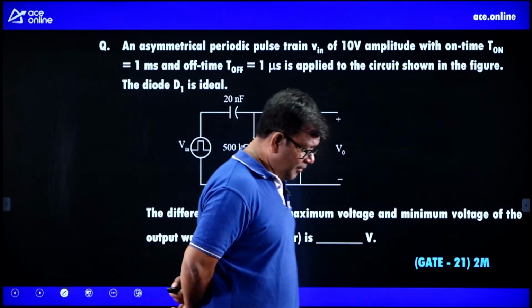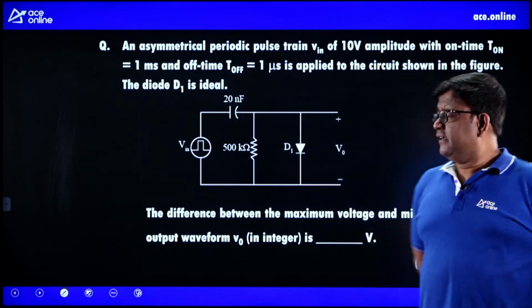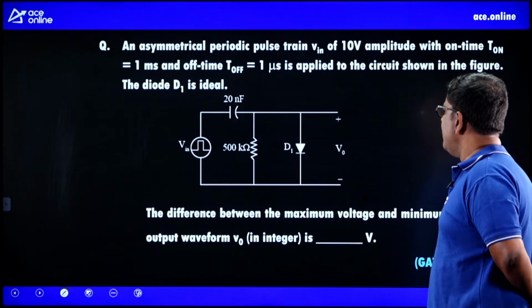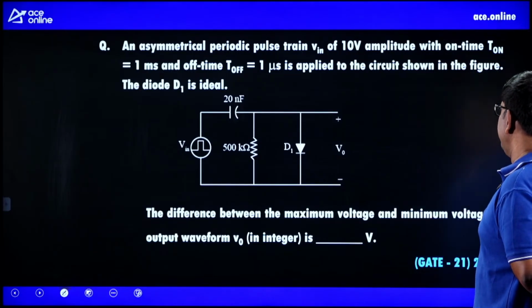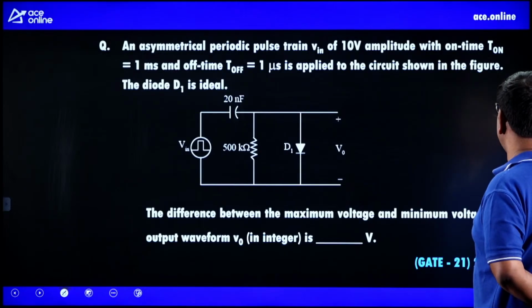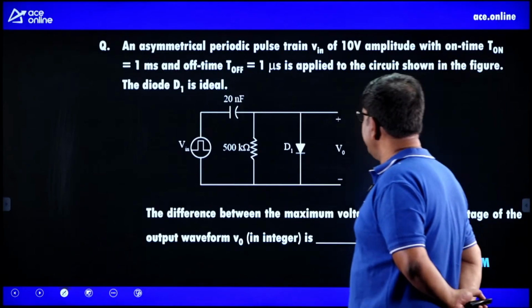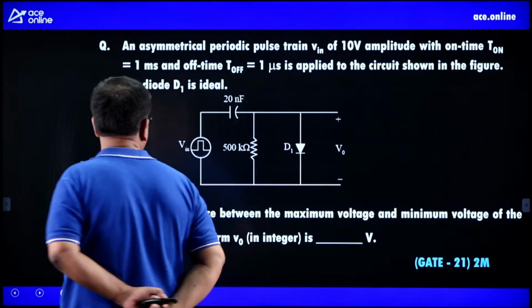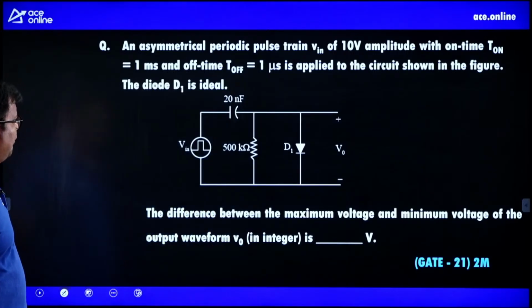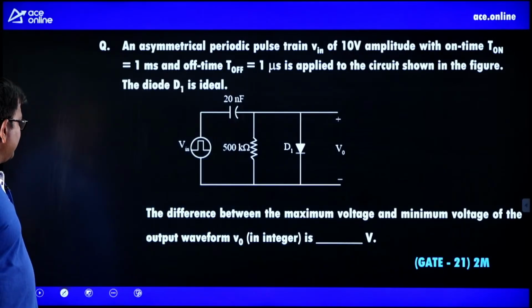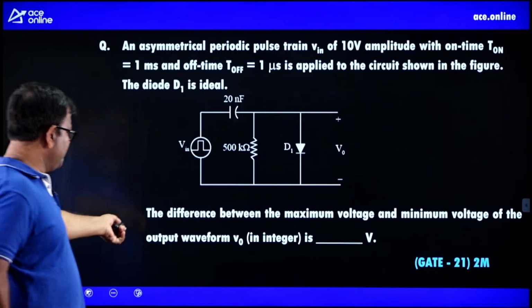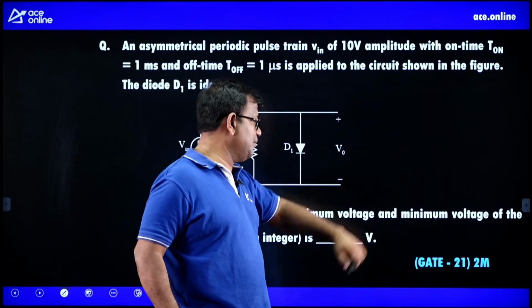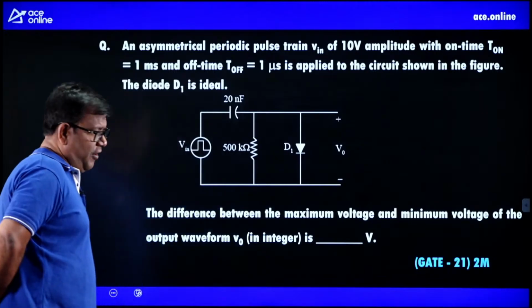Now in this GATE problem, the examiner says he's got an asymmetrical periodic pulse train Vin of 10 volts amplitude with an on time of 1 millisecond and off time of 1 microsecond, applied to the circuit as shown in the figure. The diode is ideal. Now the difference between the maximum voltage and the minimum voltage of the waveform.